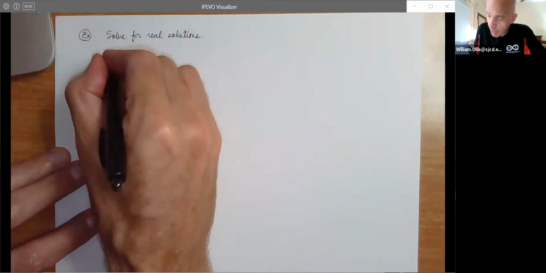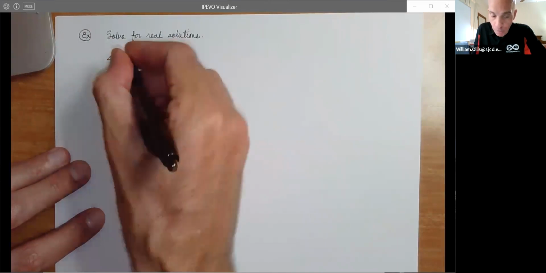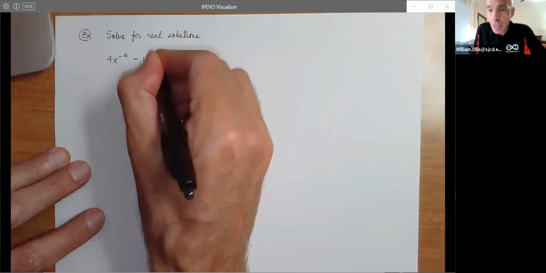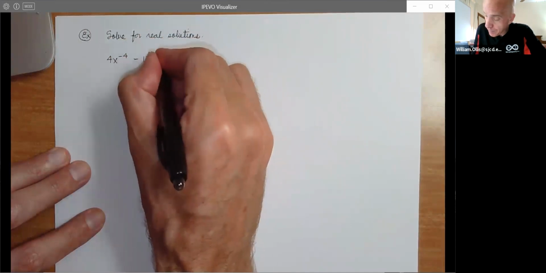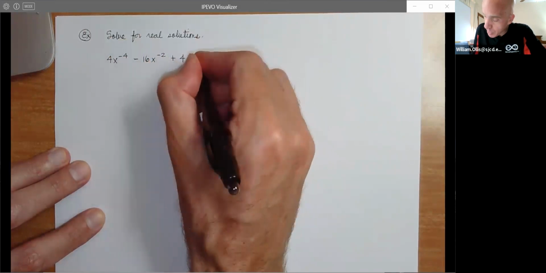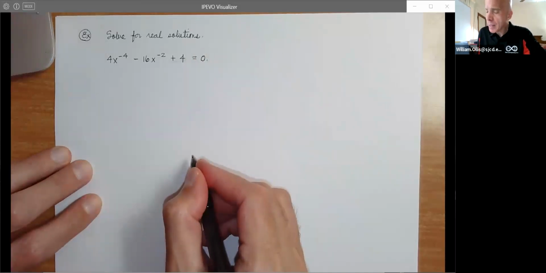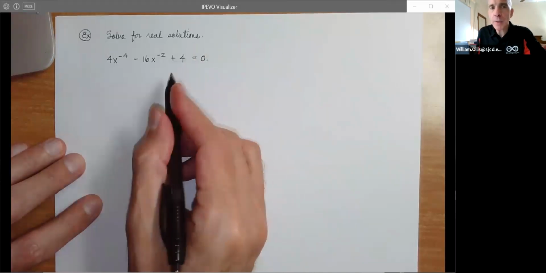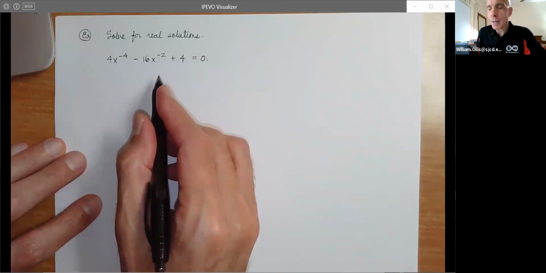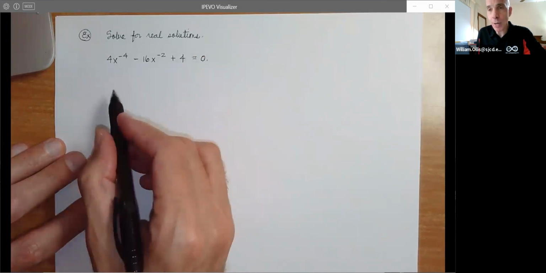So here's what we have. We have 4x to the negative 4 minus 16x to the negative 2 plus 4 equals 0. Now, when you look at this, you're thinking, well, it kind of looks quadratic, but I've got a constant term, but I don't have x and I don't have x squared.